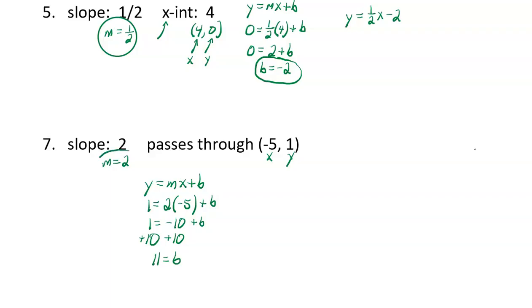Now we know the slope and the y-intercept, so we can write our answer. y equals 2x plus 11.